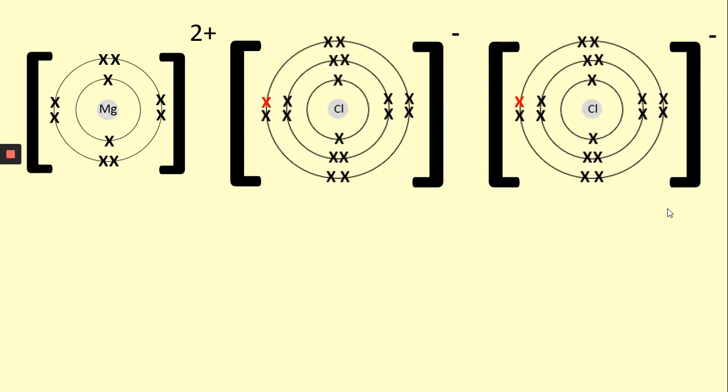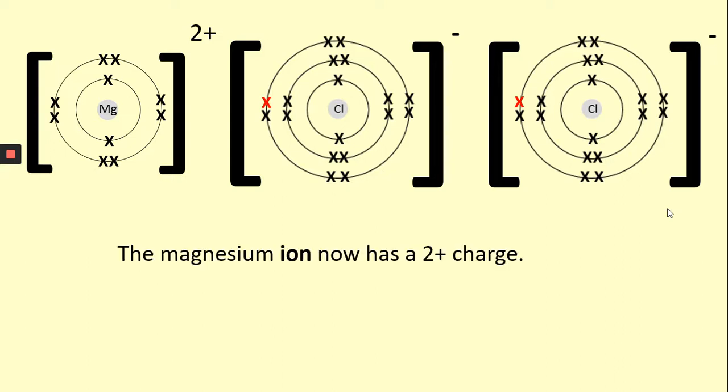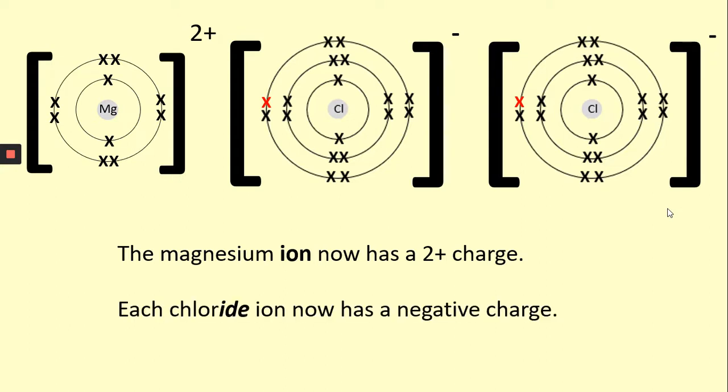So again, if we were describing this, we say the magnesium ion now has a 2+ charge. The chloride ion now has a negative charge. Notice the chlorine is now a chloride ion. Oxygen would become an oxide ion. Iodine would become an iodide ion. You need to be very careful when you write down the names of your ions if they have changed.